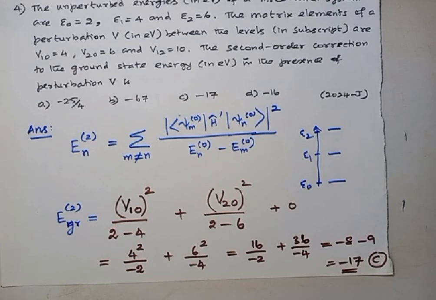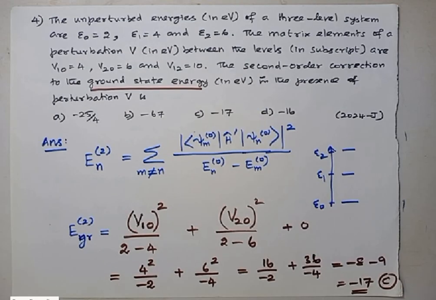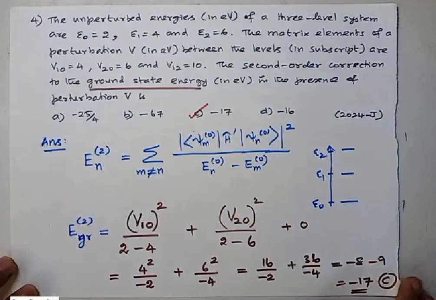Okay, take down. So for this question, the correct option is C, minus 17 electron volt. Right. So we'll move on to the next question. Question number 5.